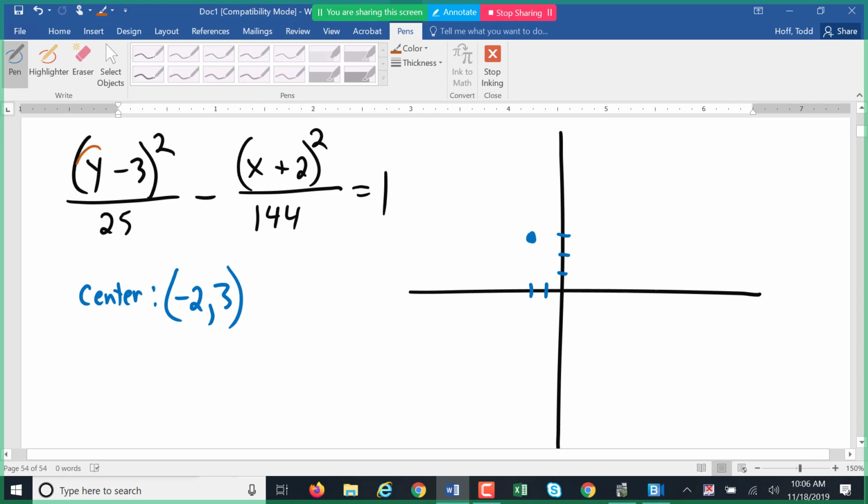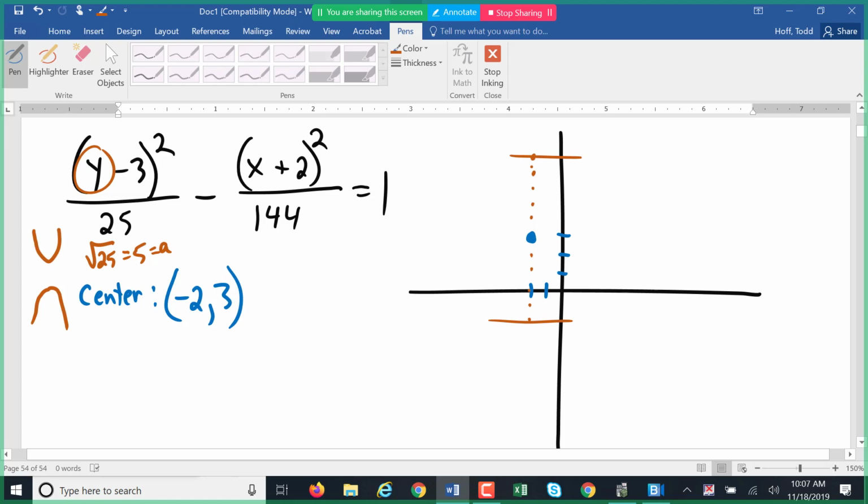Now, since y is first here, this tells us that this has a vertical transverse axis. In other words, the hyperbola opens up and down like this. a there is 5, or a squared is 25, so a, the square root of 25, is 5. So we're going to go up 5 from there: 1, 2, 3, 4, 5. And we're going to go down 5: 1, 2, 3, 4, 5. Those are going to be the top and bottom of our box.